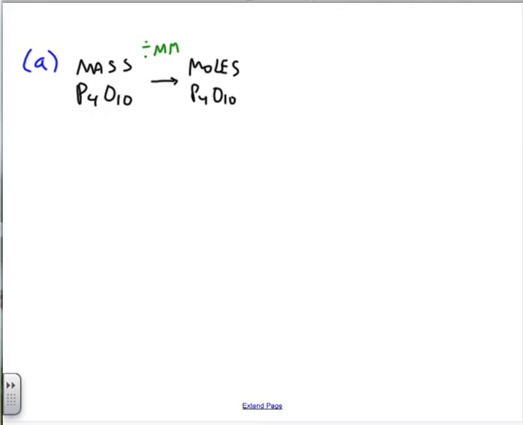Once I have moles of P4O10, then I can figure out how many moles of water I need by multiplying by the mole ratio. The question doesn't ask, though, how many moles of water do I need? The question asks how many grams of water I need.